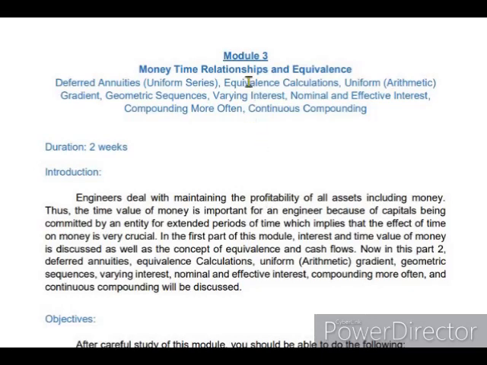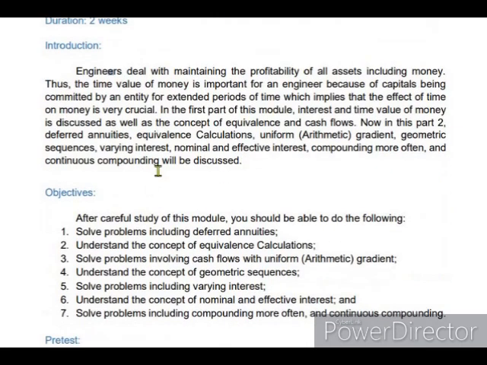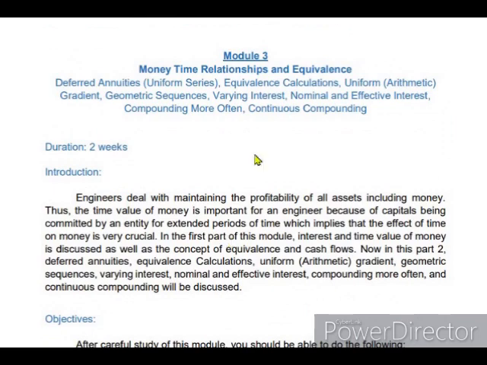Good day everyone, this is Module 3 of Engineering Economics. This is still about money, time, and relationships and equivalence, but now here are the methods or the concepts under it: the deferred annuities, uniform series, equivalence calculations, uniform arithmetic gradient, geometric sequence, varying interest, nominal and effective interest, compounding more often, and continuous compounding. So dito, duration niya 2 weeks, and yung introduction niya is same lang dun sa Module 2. Kasi under din naman siya ng money, time, relationships, and equivalence.